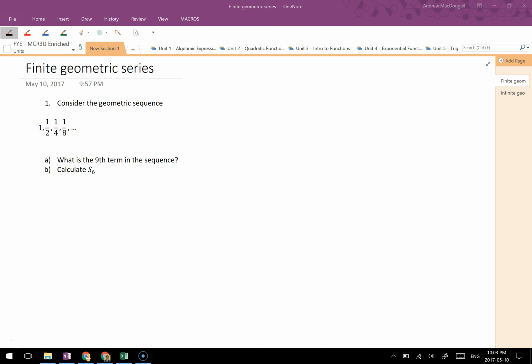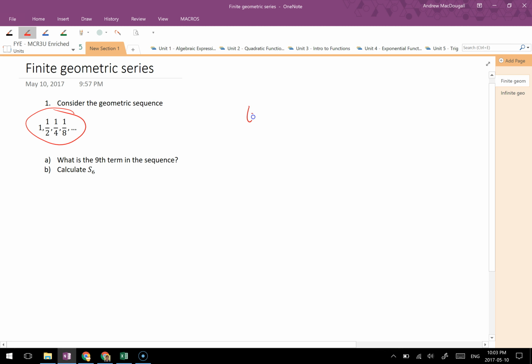So in this lesson, we are going to look at infinite geometric series. But for those who missed last day, we'll start it off with a quick review of finite geometric series. You hopefully remember that a geometric sequence is a list of numbers, and you get each term by multiplying the term before it by the same number each time. So in our example, we multiply each term by a half to get the next term.